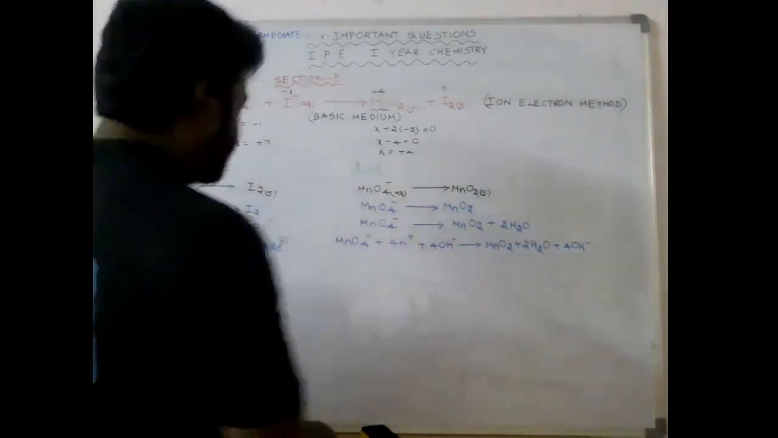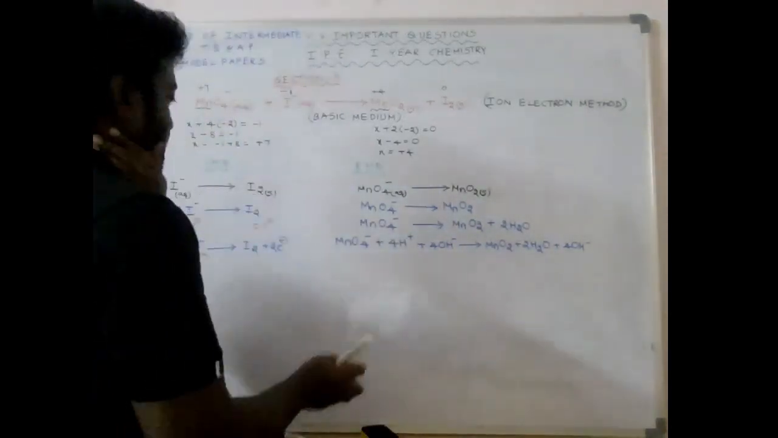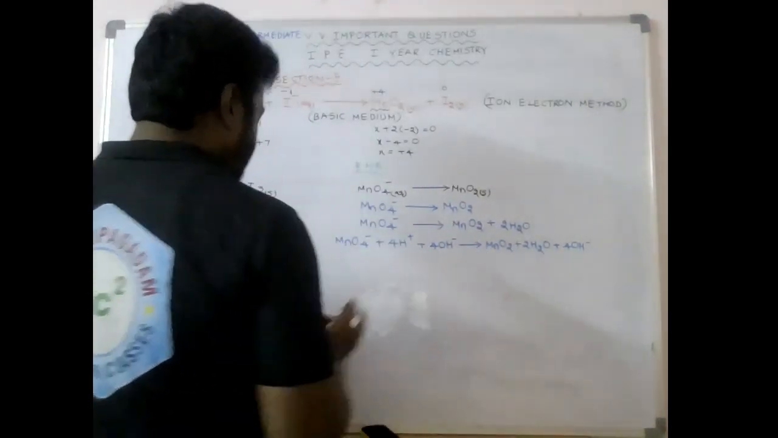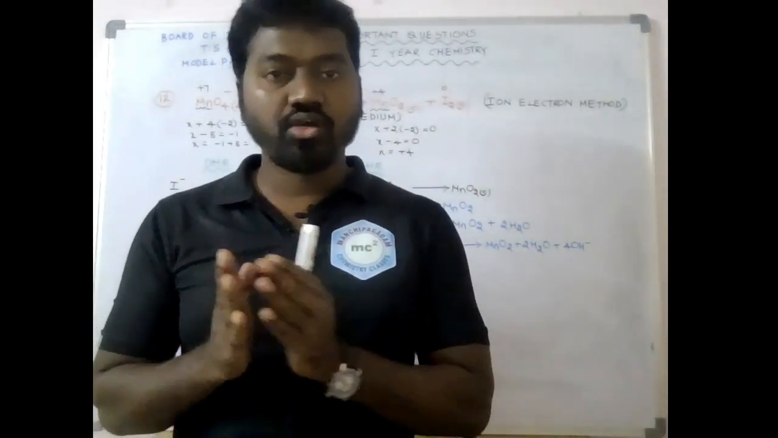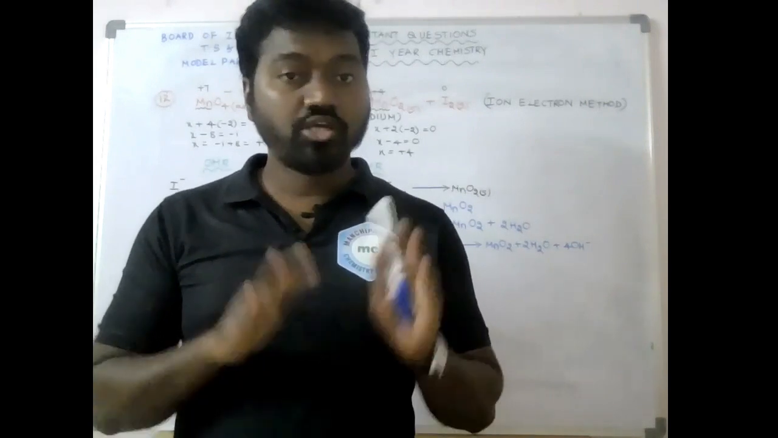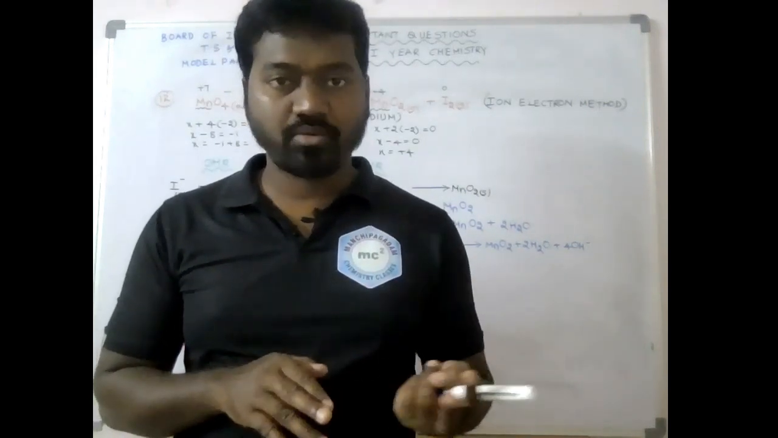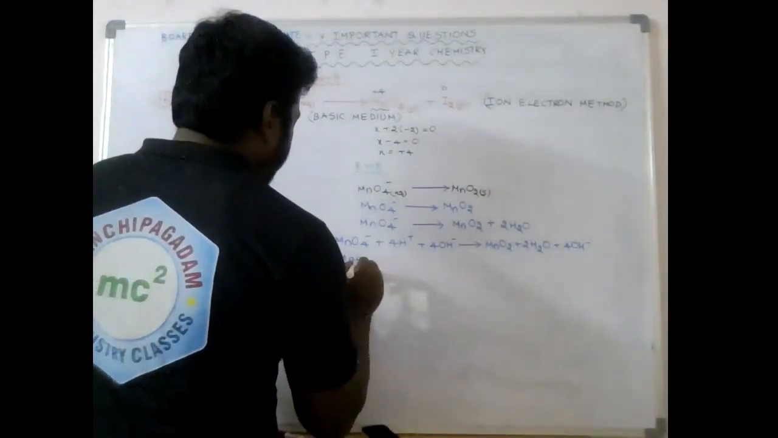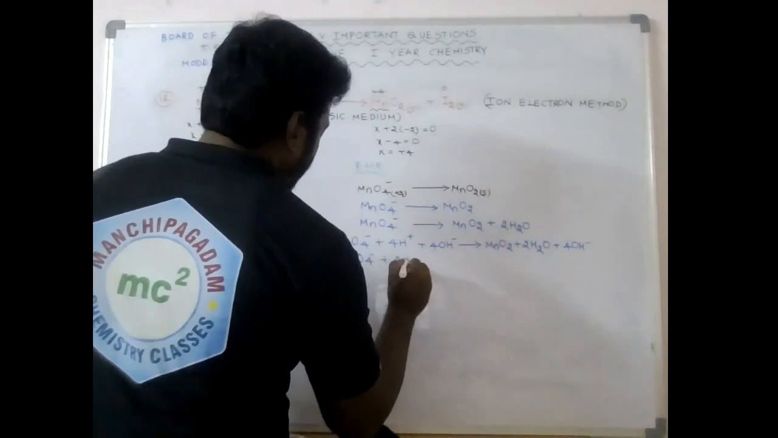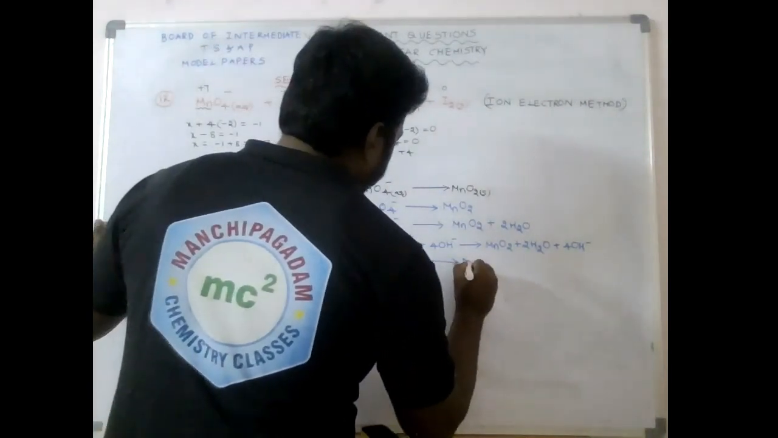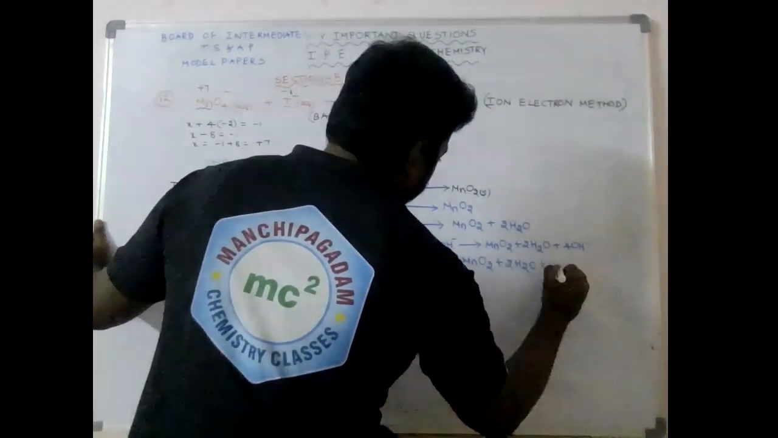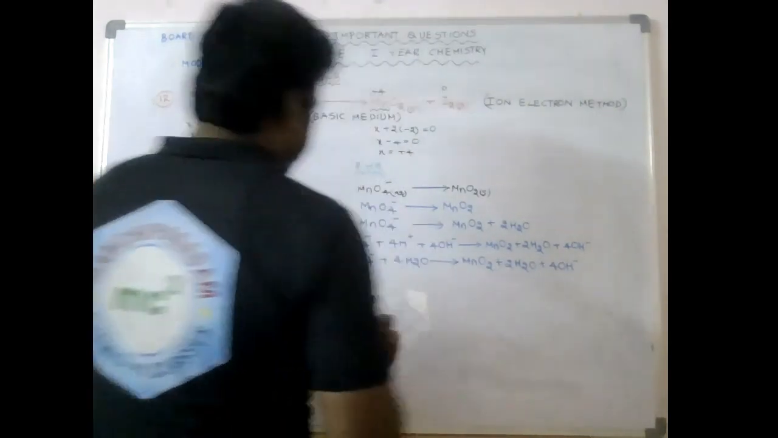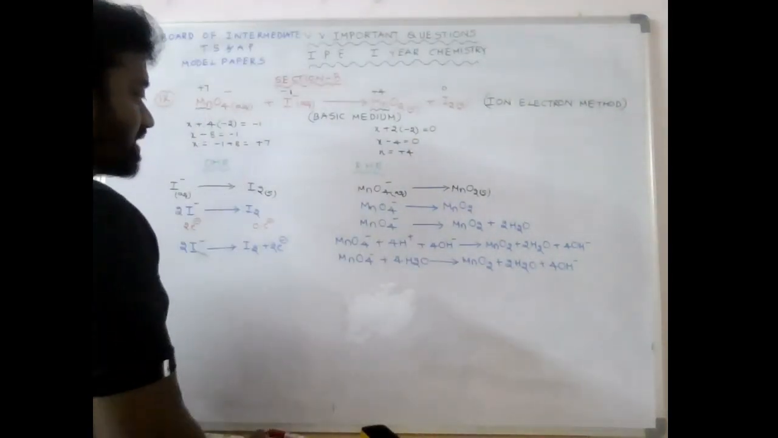Now come to the reduction half-reaction. Here 4H plus and 4OH minus will become what? 4 water molecules, because 1 H plus and 1 OH minus means 1 water molecule, and 2H plus and 2 OH minus means 2 water molecules. So 4H2O gives rise to MnO2 plus, as it is, the remaining part 2H2O plus 4OH minus. Now everything is balanced here except electrons.